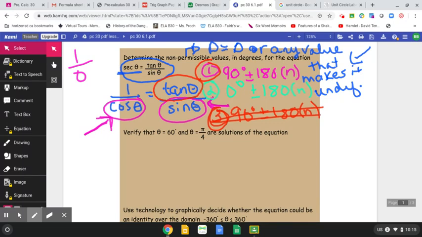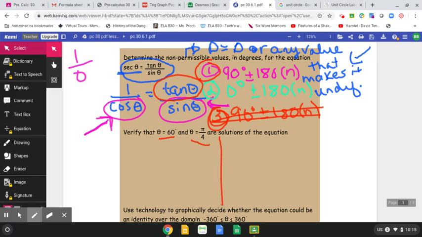All right, I know that was a lot, but I hope that makes sense. Non-permissible values occur when your denominator equals 0, so that's what we found. And then we also had to look at tan, because tan is always special because it has those asymptotes, and those are also non-permissible. So this second part of the question says, verify that theta equals 60 degrees and theta equals pi over 4 are solutions to the equation.